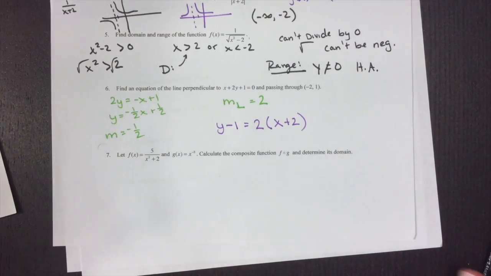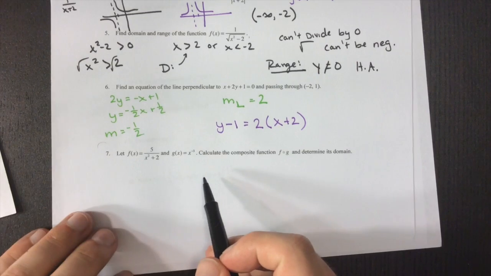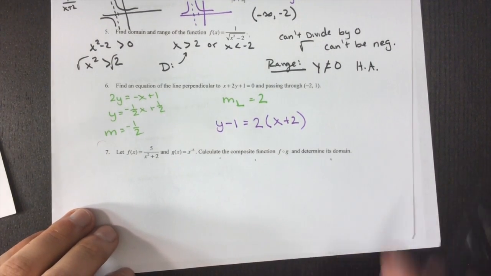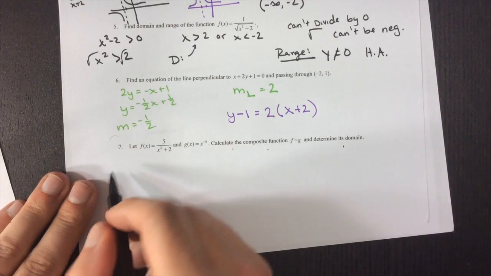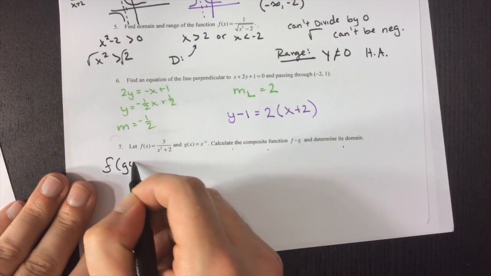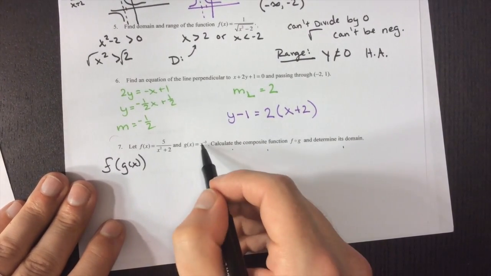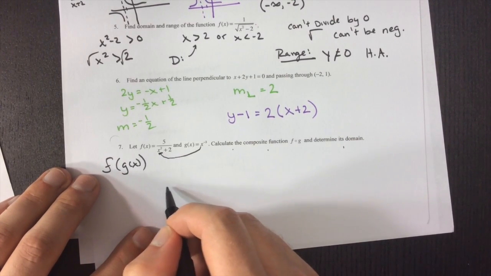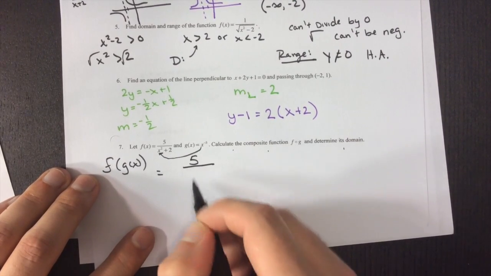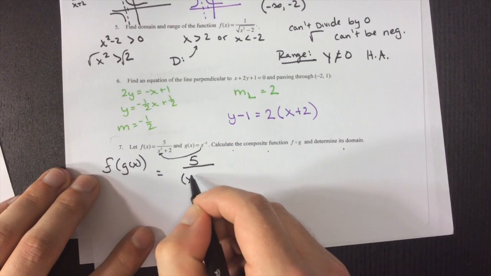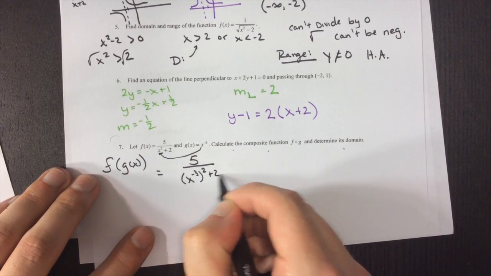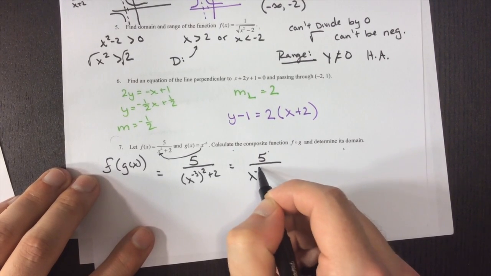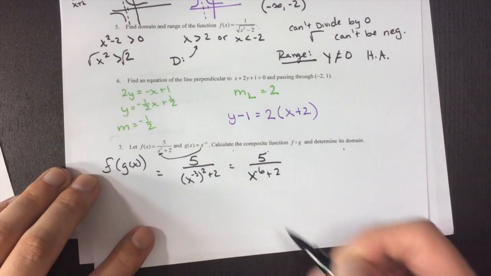Last problem on this page. Calculate the composition of the function and determine its domain. So if I want f of g of x, I'm replacing x with x to the negative 1/3. So this is 5 over x to the negative third squared plus 2, which is 5 over x to the negative 6th plus 2.